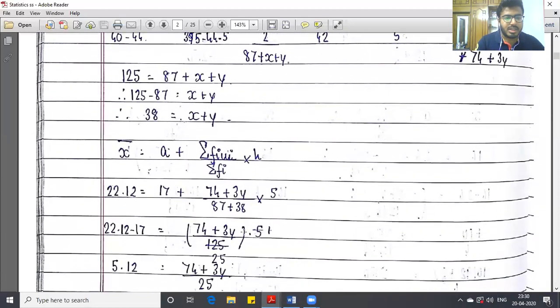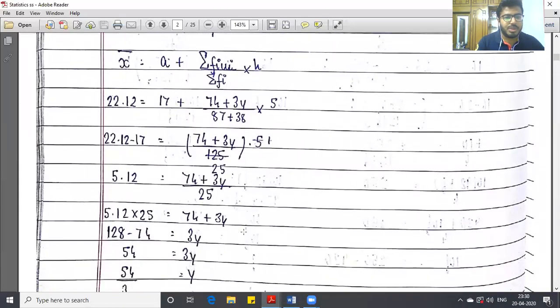Now see, in this calculation of mean, you have to take the a value to the left hand side. So 22.12 minus 17 is 5.12. Then 5 and 125 you calculate, you get 25. So 74 plus 3y upon 25. Taking 25 to the other side, 5.12 into 25 is equal to 128. Plus 74 we take to the other side, minus 74 equal to 3y. So 54 is equal to 3y.